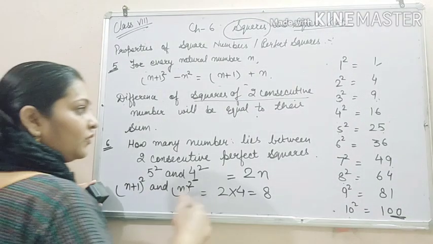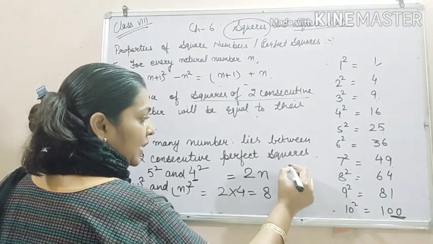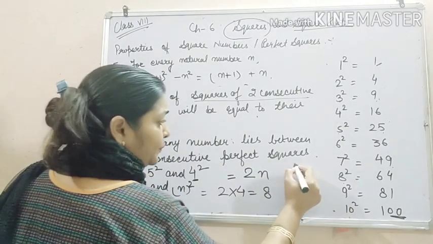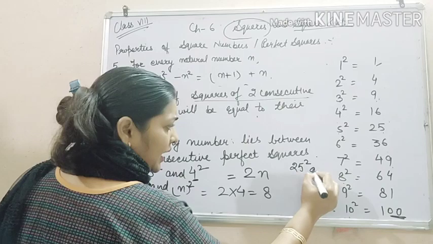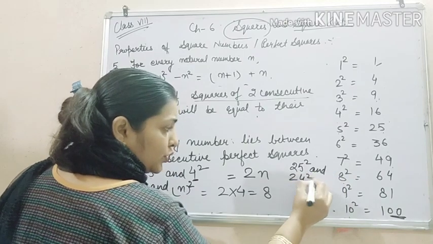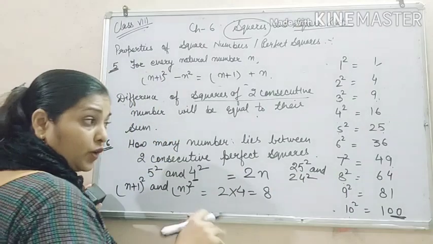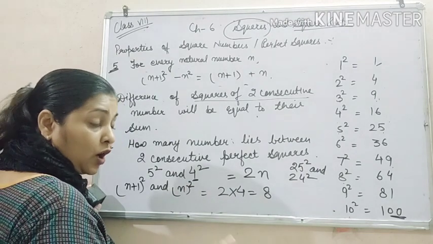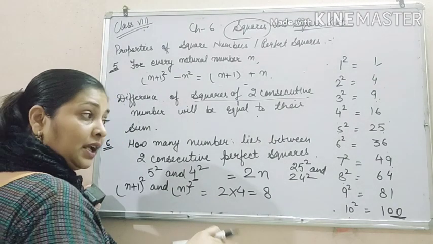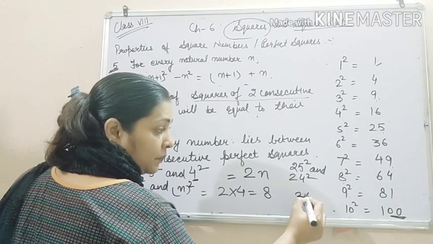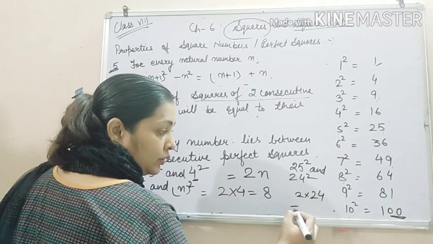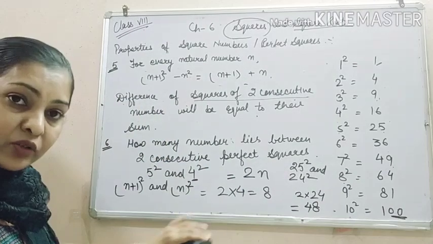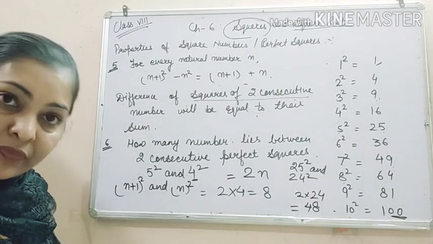You can take one more example. Suppose I want to find how many numbers lie between 25 square and 24 square. So first of all, you would be calculating the squares of the numbers and then finding out how many numbers lie between them. There is a direct formula. Multiply 24 by 2, that is equal to 48. That solves our problem. Is that clear?